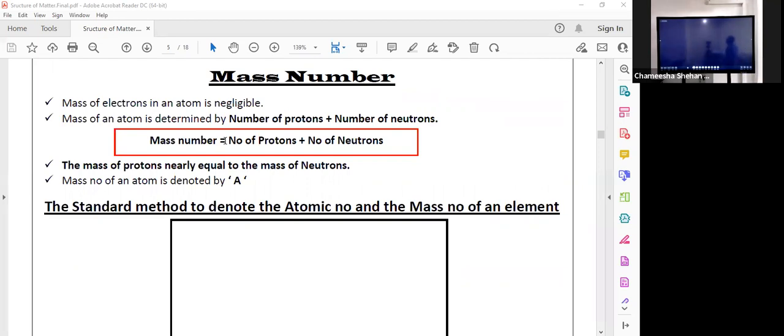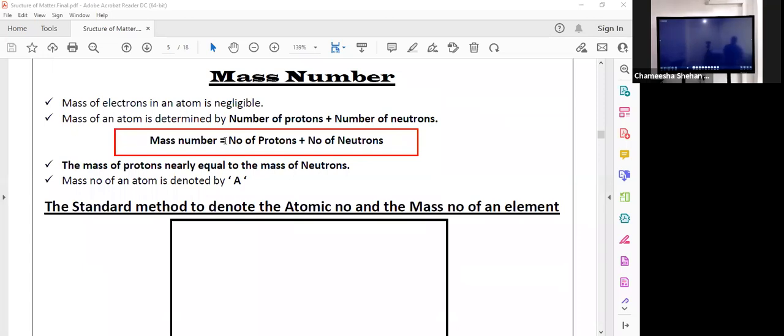So we consider electrons to have no mass. What are the subatomic particles in the atom with a mass? The subatomic particles with a mass are protons and neutrons. Only protons and neutrons can be considered subatomic particles that have mass in the atom. They both are inside the nucleus, if you can remember. So the number of protons and the number of neutrons tells us the mass number.